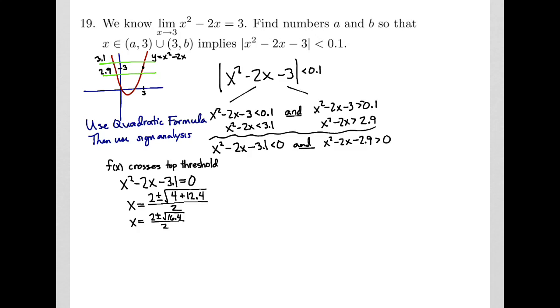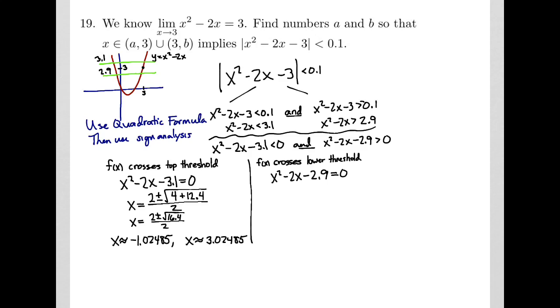Using a calculator, I approximate those values, and the one on the left is approximately negative 1.02485, and the second is 3.02485. And those are the 2 spots where the graph y equals x squared minus 2x crosses the top threshold.